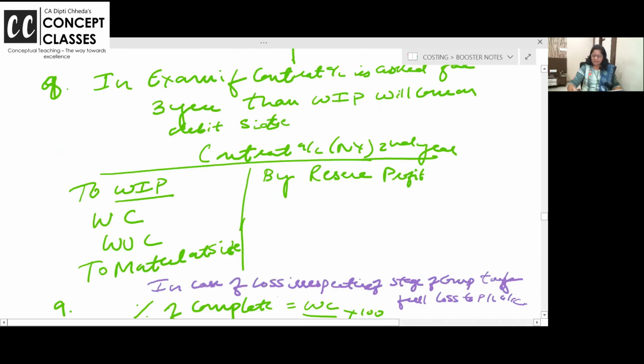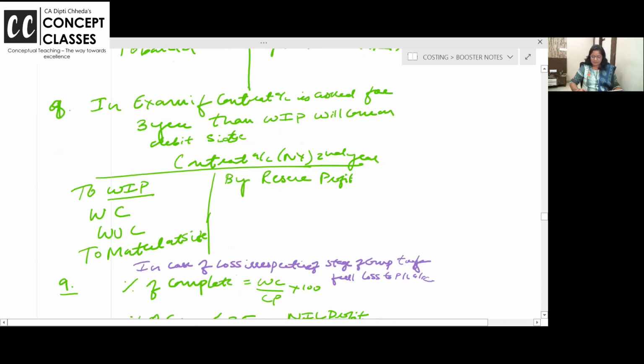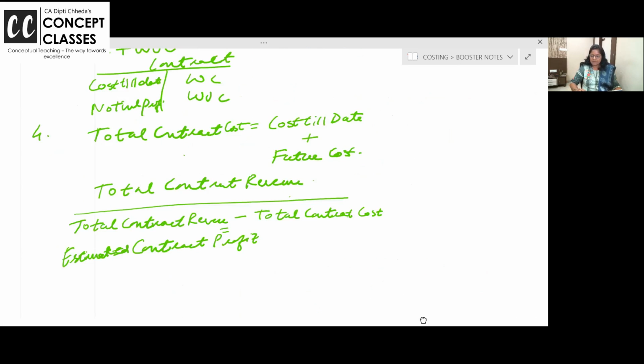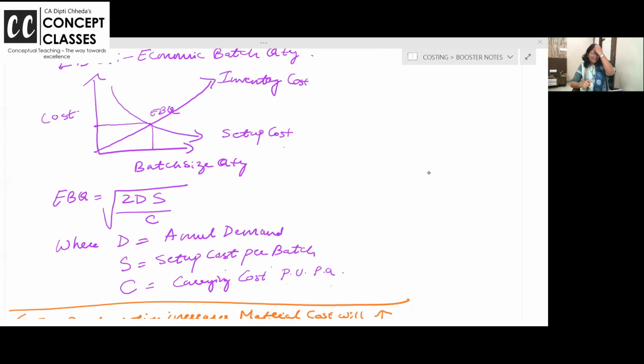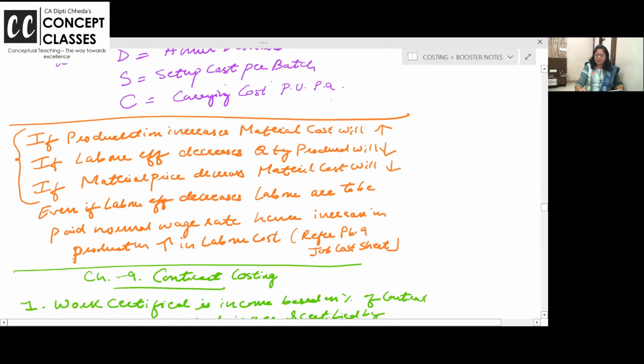This is the diagram. Follow the diagram. This side we have the batch size, this side we have cost. As you are increasing the batch size, your setup cost is coming down. The bigger the batch size, the setup cost will come down. But the more you increase the batch size, your inventory cost will go up. So this is the economic batch quantity. Formula we have done: under root 2DS by C, where D is annual demand, S is the setup cost, and C is the carrying cost. Right? Okay.